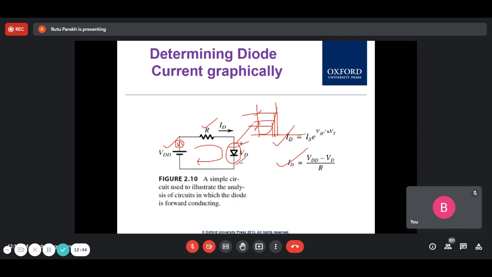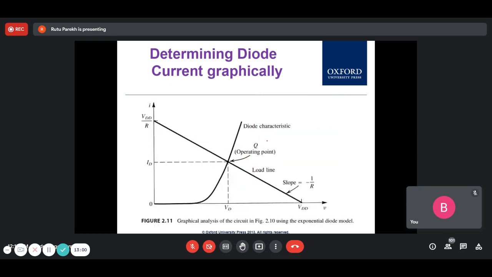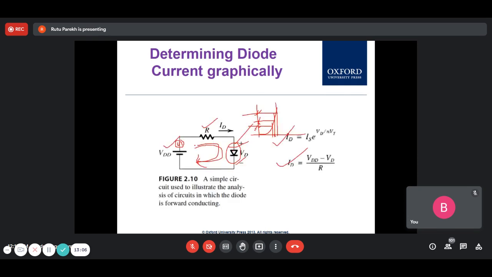And this current depends on the value of VDD and R. If you change R, the current will change, and this operating voltage across the diode will change. Now, if you want to see this graphically, it is this, and this is the operating point. When you have a circuit like this, this current is automatic. If you change R, current will change automatically. We don't have to go and intervene and change the current. This is how nature works.